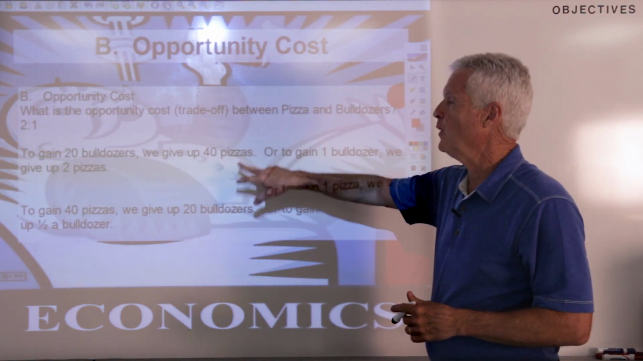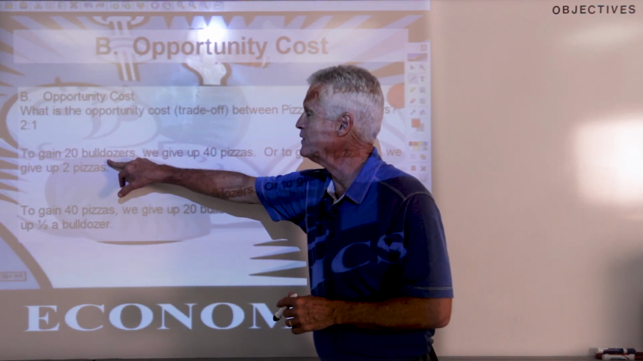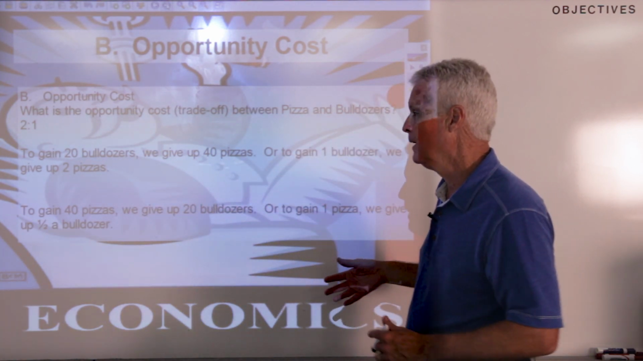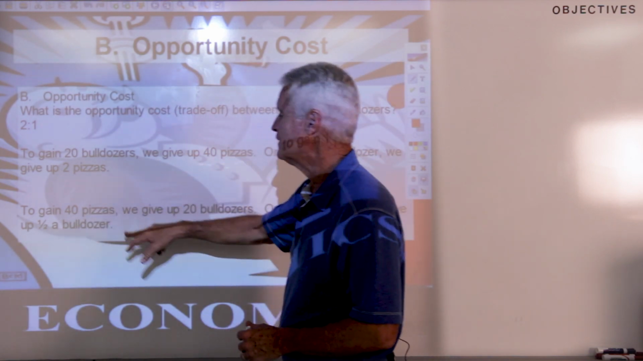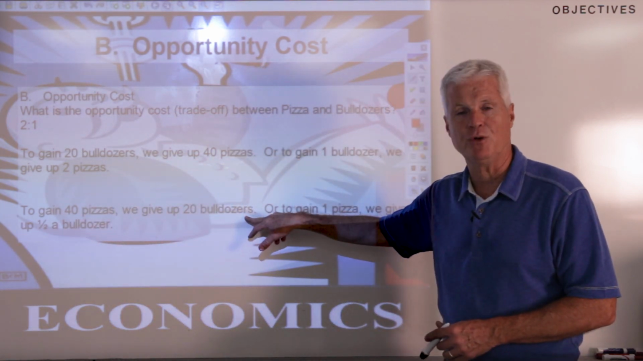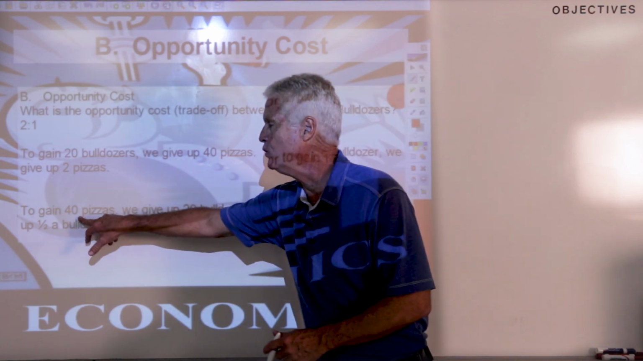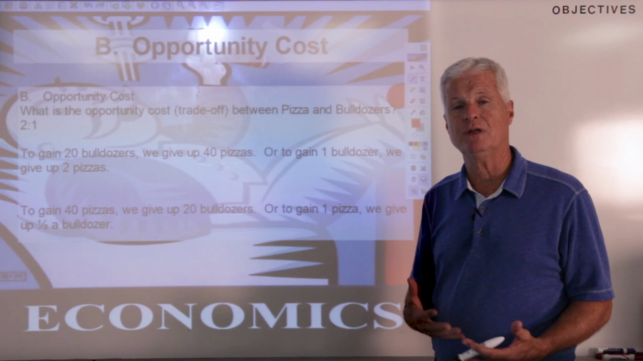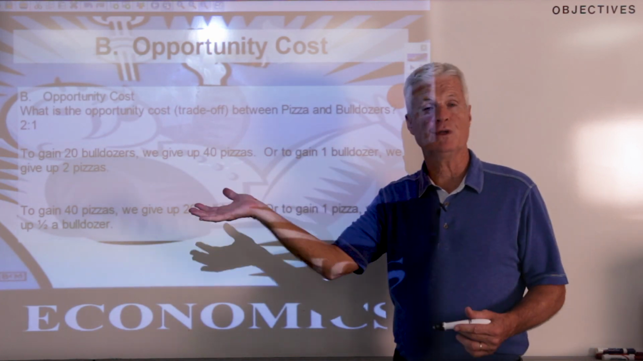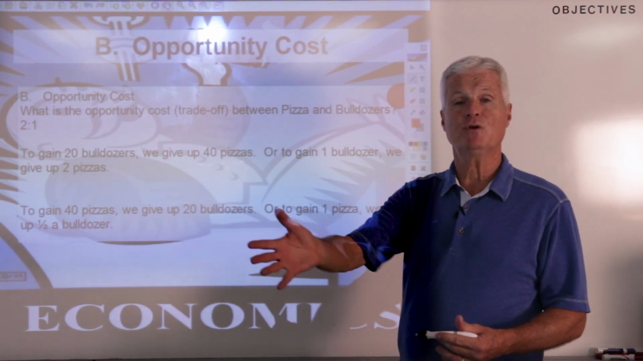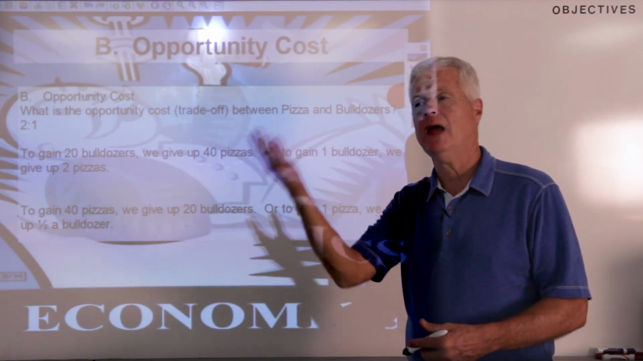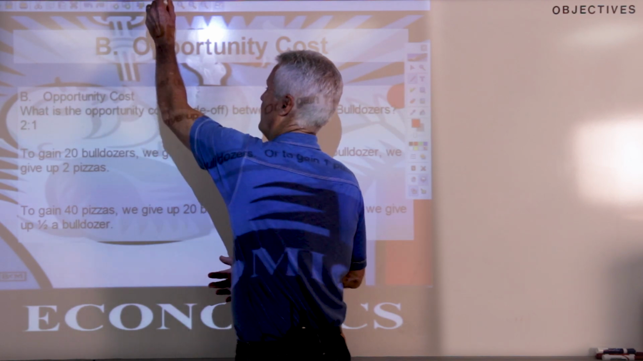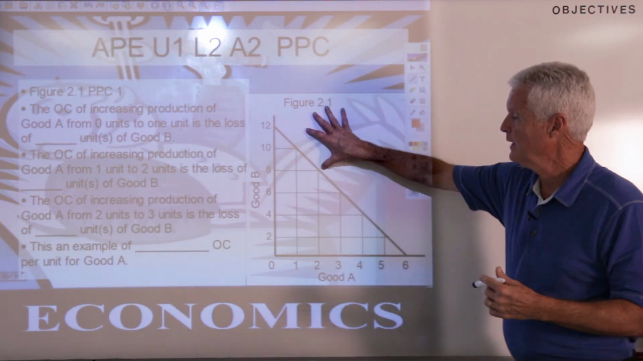Okay? So if I want 20 bulldozers, how many pizzas do I have to give up? I have to give up 40, 2 to 1. If I want 40 pizzas, I only have to give up 20 bulldozers because same thing, right? I can get 2 pizzas for 1 bulldozer. So that's how opportunity cost works. And remember, since we're only talking about 2 items, the opportunity cost of any one item has to be the other item because you can only have one or the other.